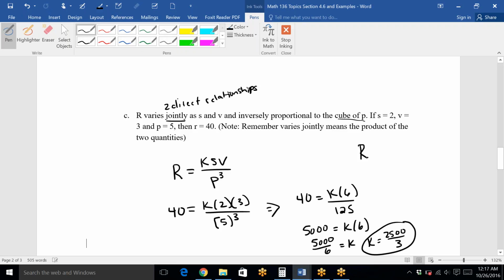You also need to write the equation. So this would be R equals, now here's the thing. If K is ever a fraction and you already have a fraction in your problem, put the numerator on top and the denominator on bottom. That is how you would handle that. So this is 2,500 SV over 3P cubed.